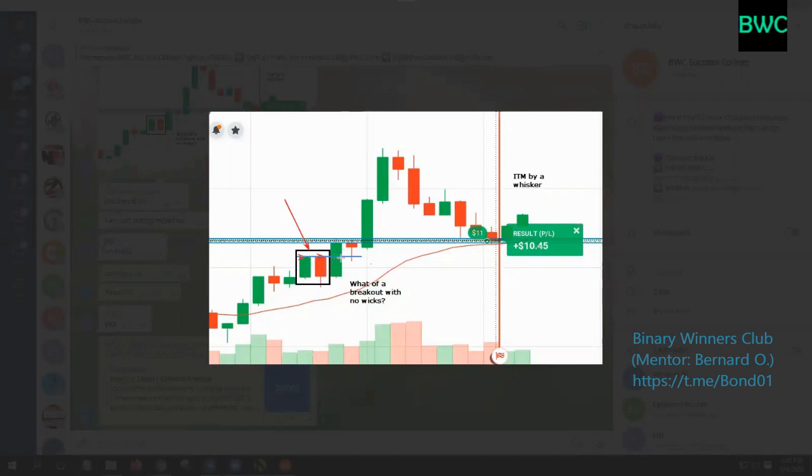The bodies are not exactly at the same level in many cases because of gapping. So in that case, you'd have drawn your level here, wait for the close, touch, and then you push the market up like that. Okay. All right.